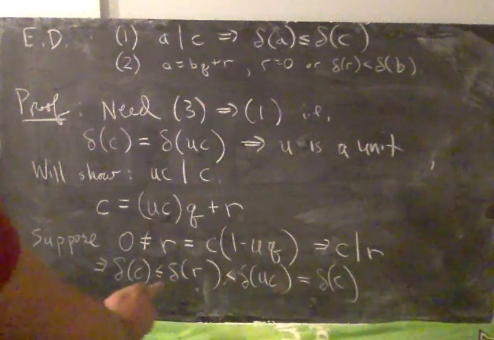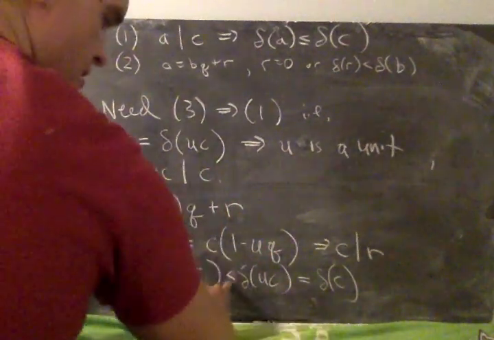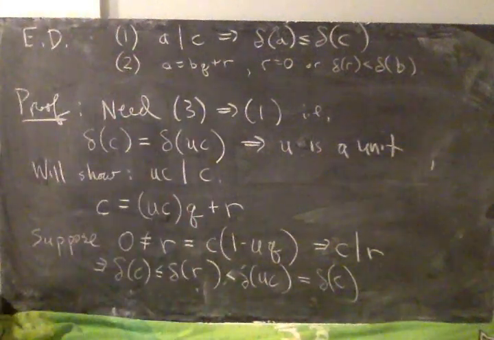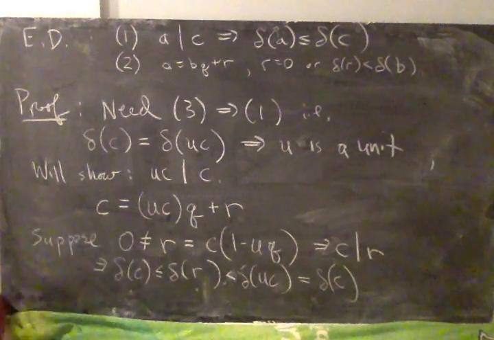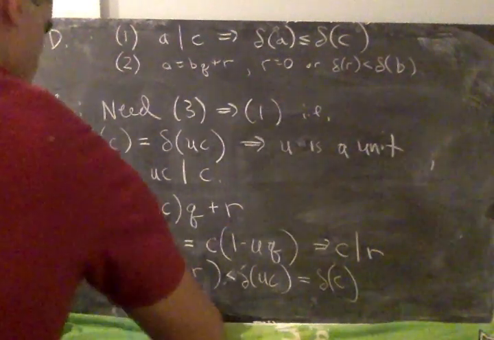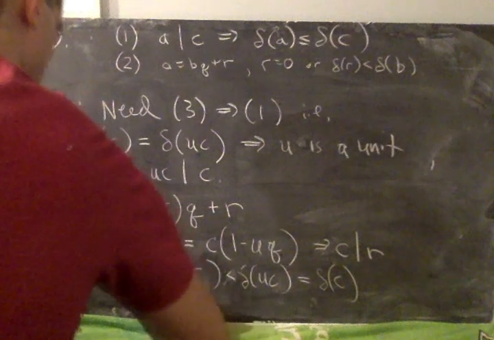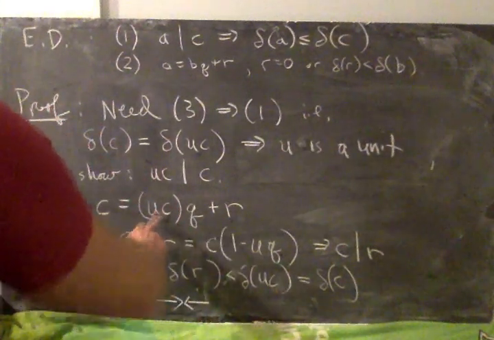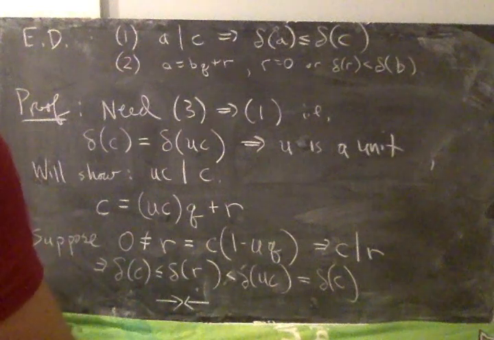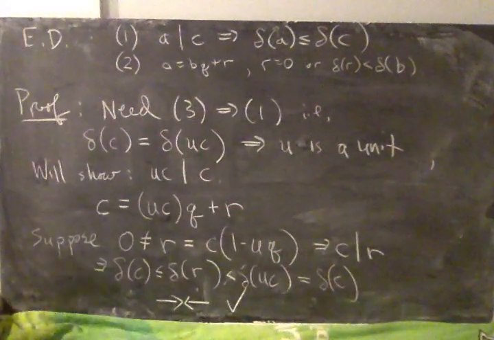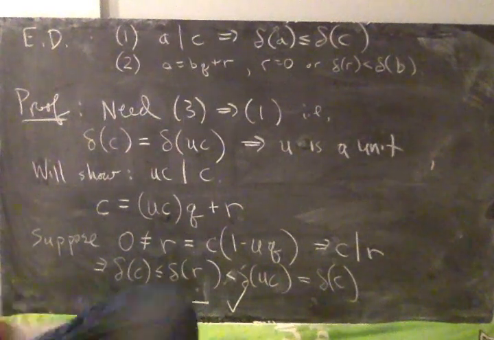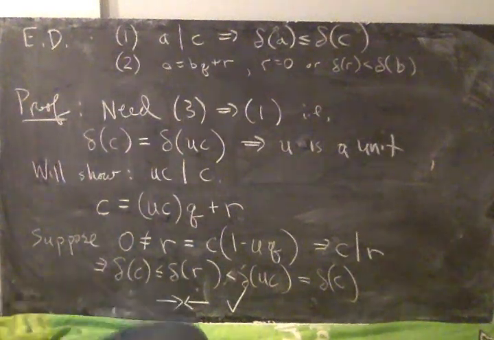Right, but now we're in the absurd position of delta of C being less than itself. So that can't happen, no matter what delta of C is. And so that means that R cannot be not equal to 0. So this is a contradiction. And that establishes that R must be 0. In other words, UC divides C. And we saw that that implies that U is a unit. Okay, so that completes the proof of that proposition.